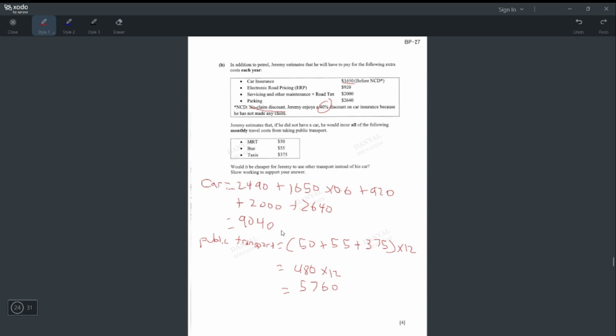And so we can clearly see that car is more expensive than public transport, which is also the case in the real world, because in Singapore, cars are actually quite expensive.